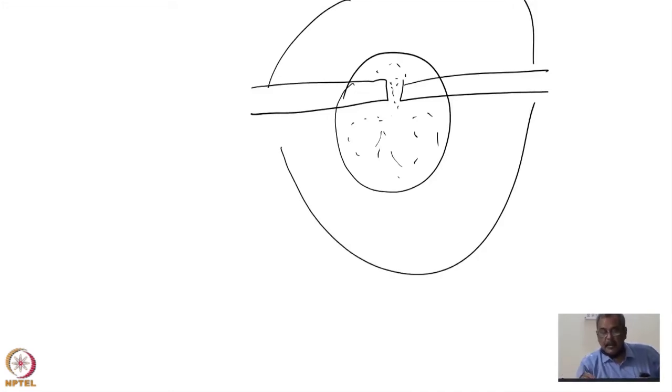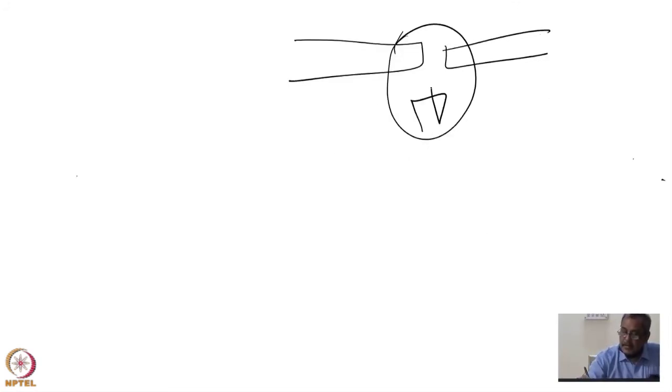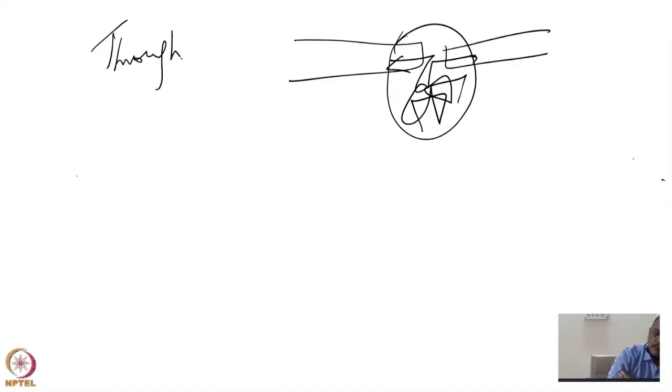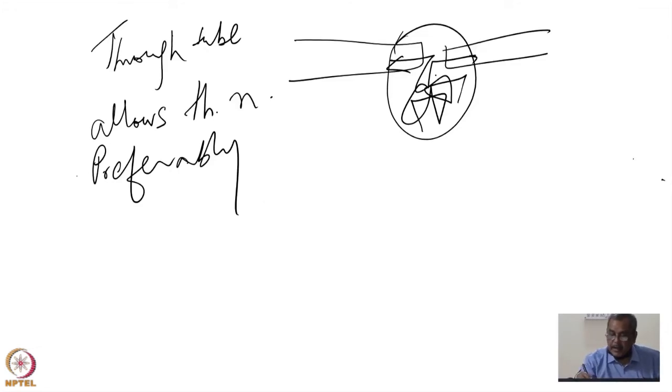Now, why should it be like this? The reason being, a neutron which is undergoing collision inside the core and is bent through a very large angle can come into the through tube. And a neutron which is scattered at a large angle has a chance of better thermalization. So the through tube allows thermal neutrons preferably. And you can see, if the gamma flux is going out radially, it has less chance of coming out, and the same goes for the fast neutron flux.